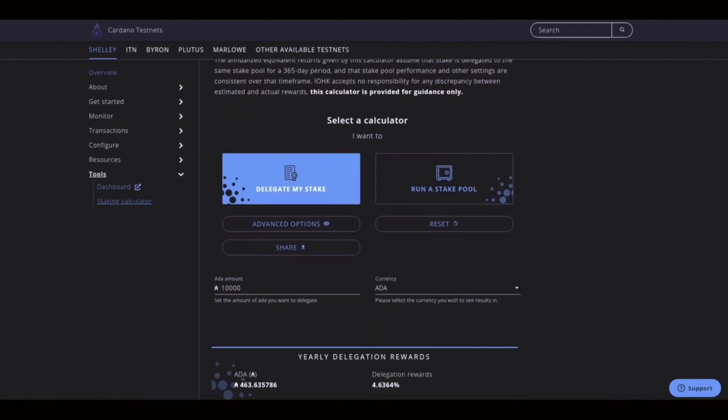In the first case, delegate my stake. All you have to do is say how much ADA you want to delegate and select the currency in which you want to see the result displayed.